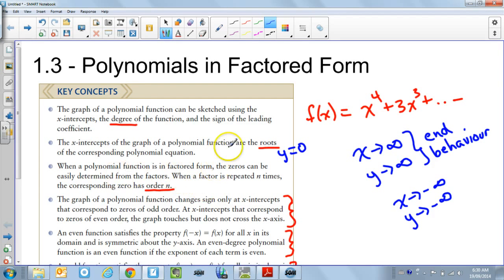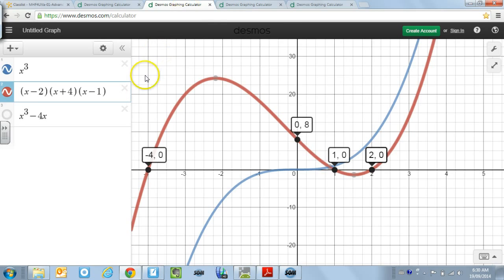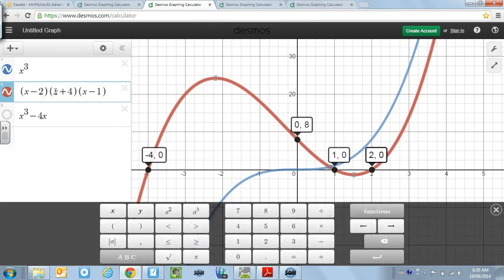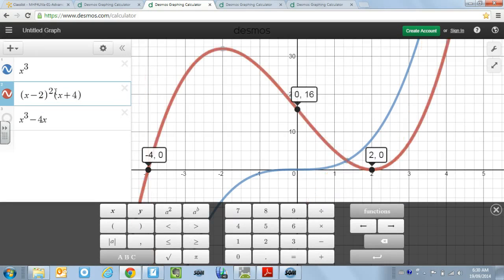And then this is sort of what I just thought of. Okay, so when a polynomial function is in factored form, the zeros can be determined from the factors, as we just said. When the factor is repeated n times, we use the term order n. Now again, terminology is not that important to me, but what I am interested in is what that repeating a factor idea does. Okay, so I'm going to put an exponent of 2 here on that. I'm going to take out this one because I want it to still be cubic.